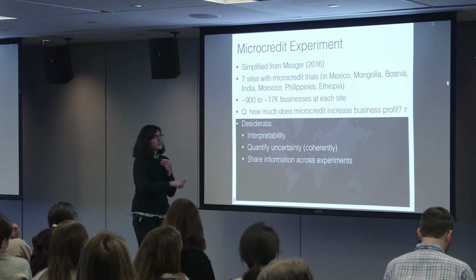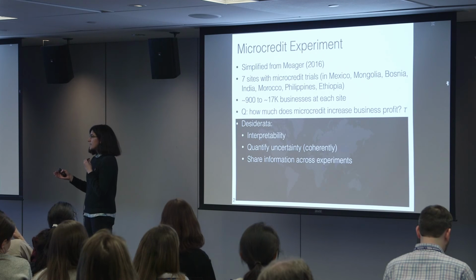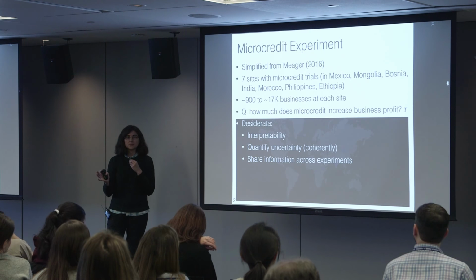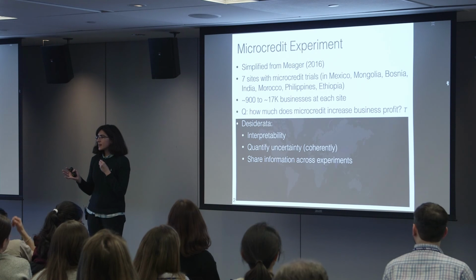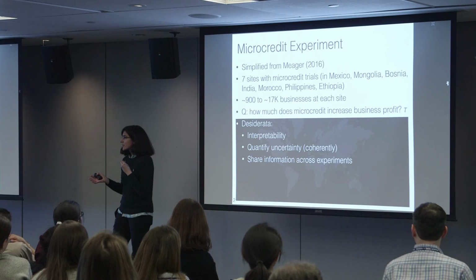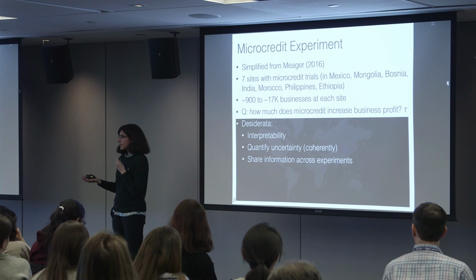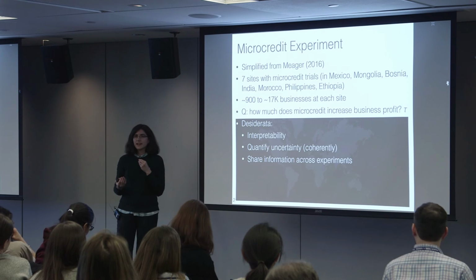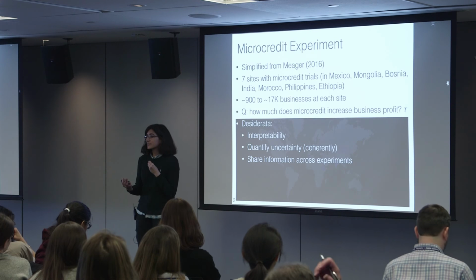We also want to share information across experiments. So this is a little bit of a subtle point. We might imagine that maybe we're just going to combine all of our data from Mexico to Ethiopia into one big stack and say, we're going to treat this all like it's from the same country. But, again, a priori going into this, we don't know that the businesses in Mexico are affected by microcredit in the same way that businesses in Ethiopia are. And so at least, again, a priori, we might want to separate those out or at least respect that they're idiosyncratic.